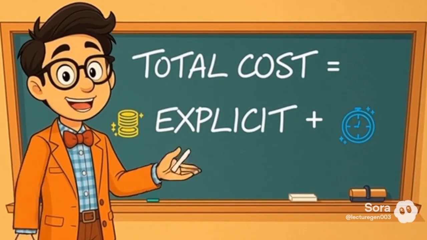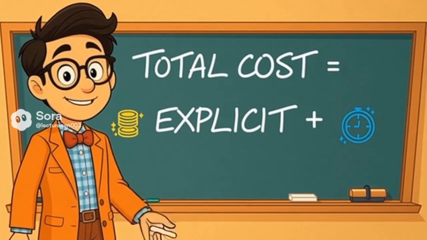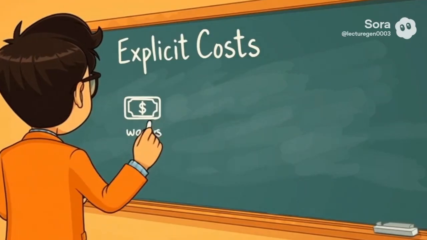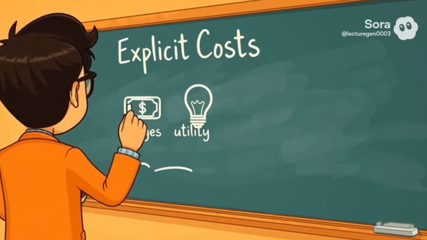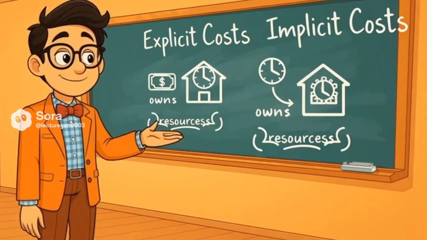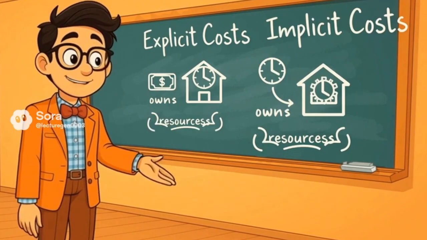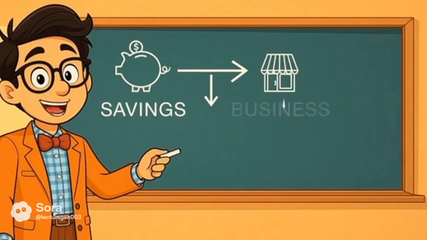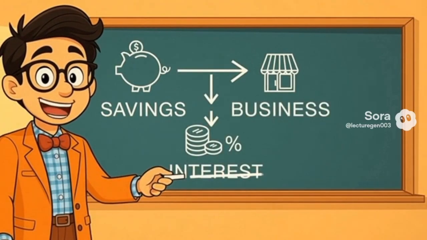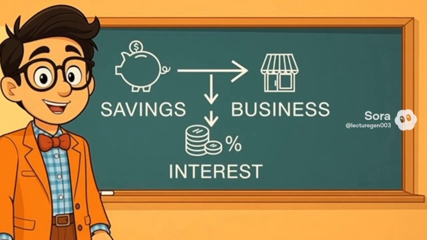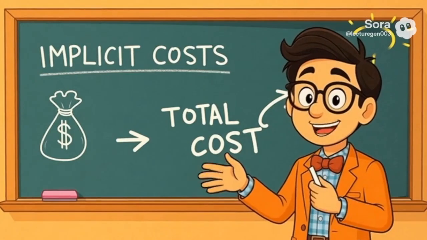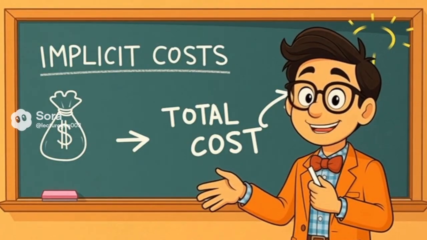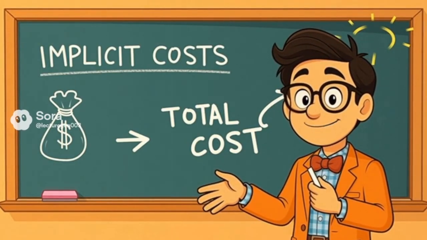But economists define total cost a bit differently from accountants. We include both explicit and implicit costs. Explicit costs are the direct out-of-pocket payments, like wages or utility bills. Implicit costs are the opportunity costs of using your own resources. For example, if you use your savings to start a business, you give up the interest you could have earned elsewhere. That's an implicit cost. Here's your first question. Why is it important for a firm to include implicit costs when calculating total cost?